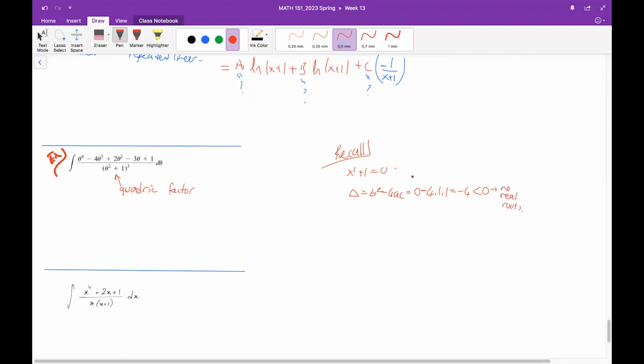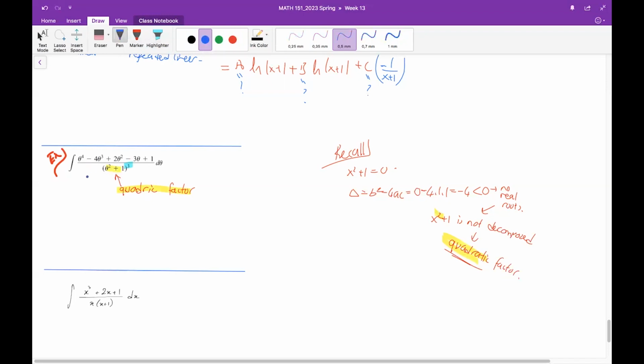No real roots means that it cannot be decomposed anymore. That's why we call it a quadratic factor. The word quadratic means that it is of degree 2, coming from this second power. So if we have a quadratic factor here, which cannot be decomposed anymore, we also have something else. It is at the same time repeated, right?